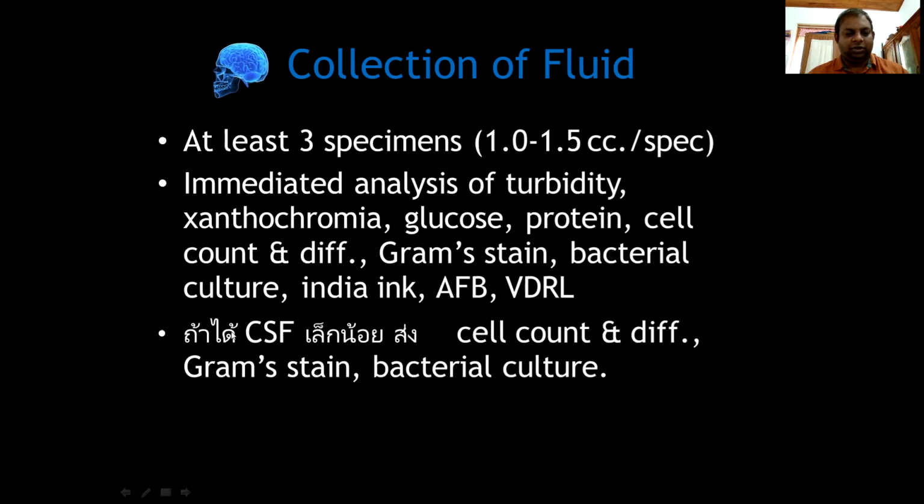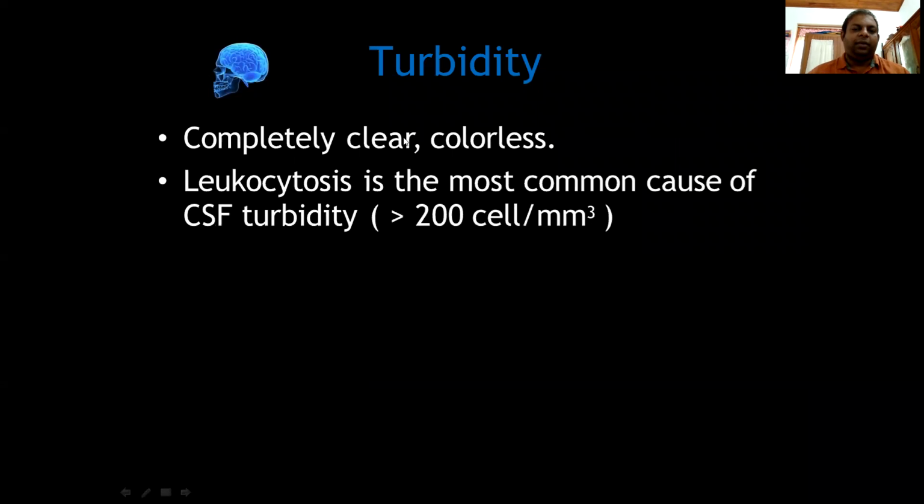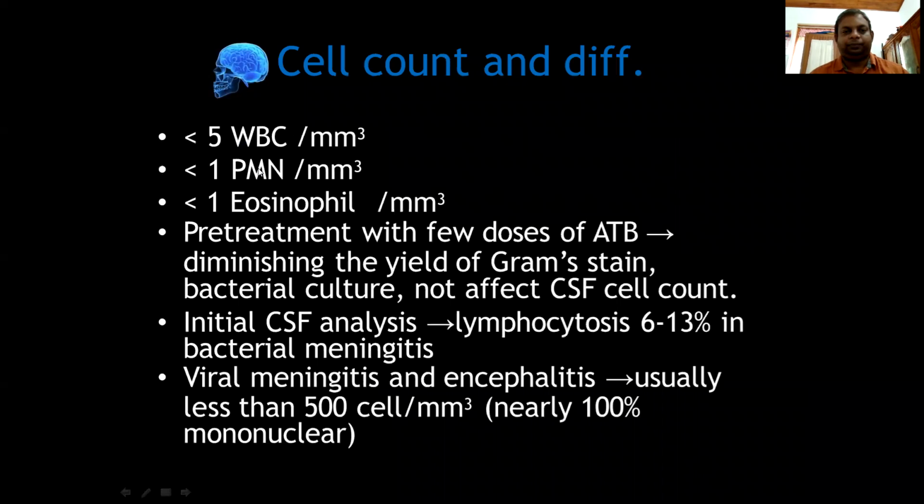In this PDF conversion, there are some alterations of term wording, but don't worry, that's CSF, that's it. Normally it is completely clear and colorless. Leukocytosis is the most common cause of CSF turbidity. Maybe protein also. So once we have taken the sample, we can send it for the full report. We have to check the white cell count.